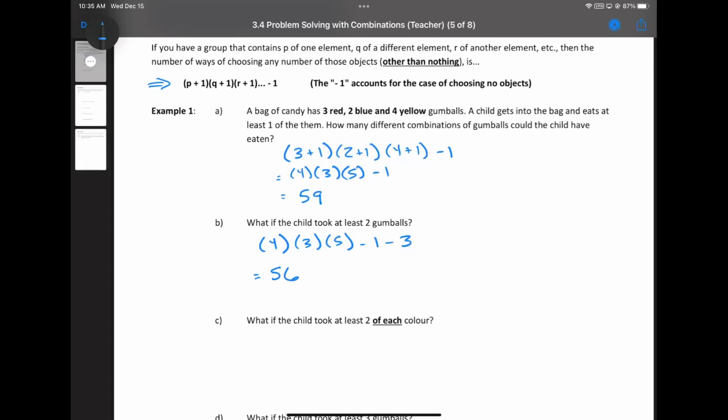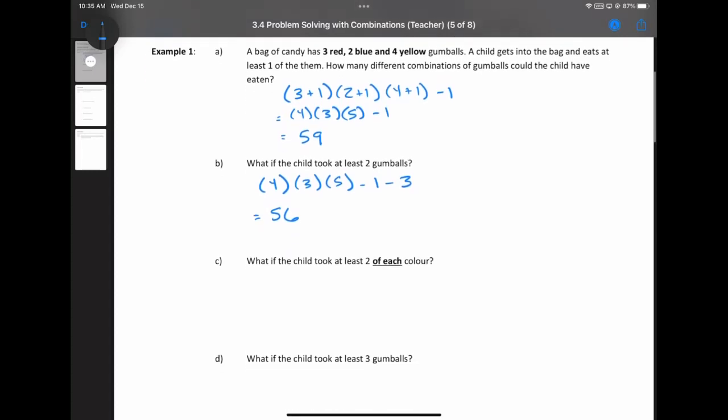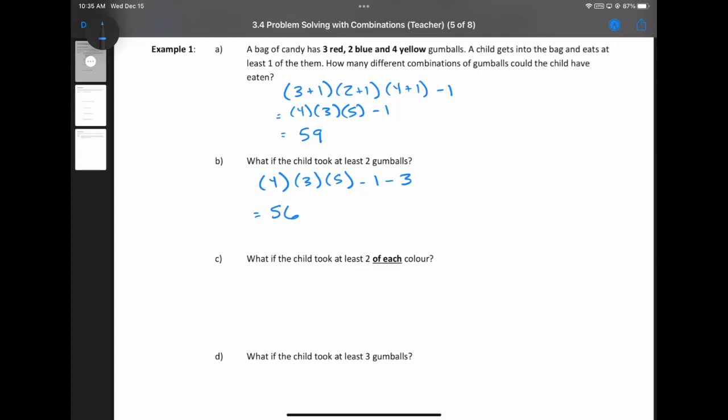All right, modifying the logic just a little bit more. What if the child took at least 2 of each color of gumball? Okay, so let's just think about it. There are 3 red gumballs. They have to take at least 2. That means that they could take 2 red or 3 red. That leaves us with 2 options.